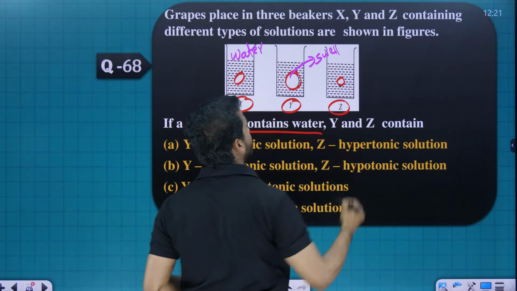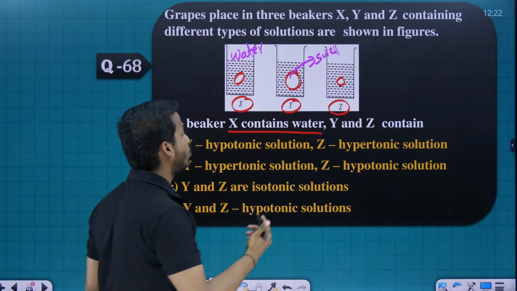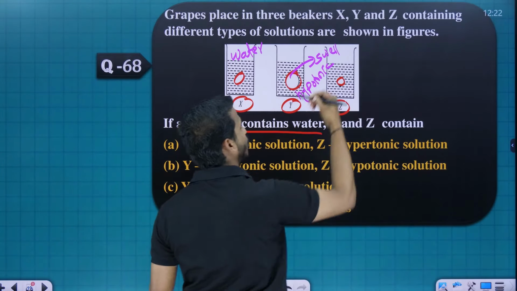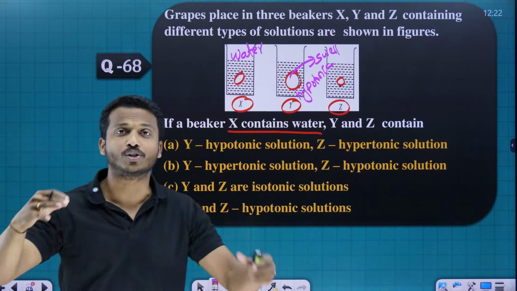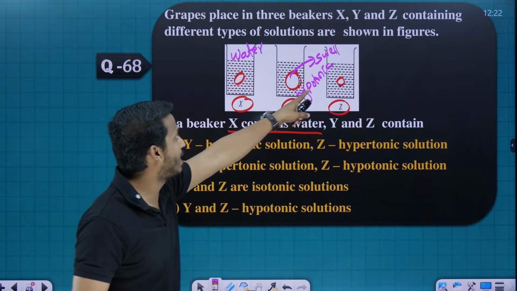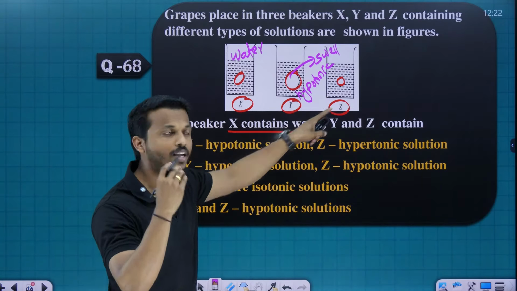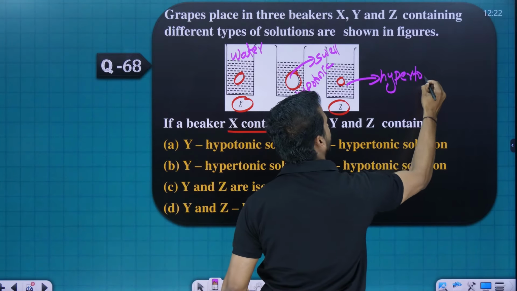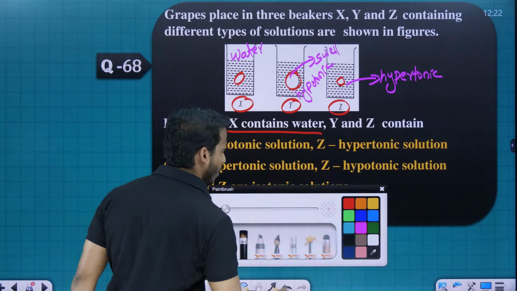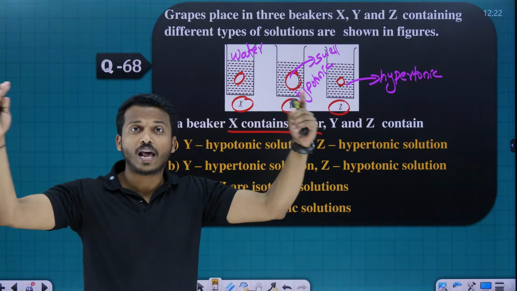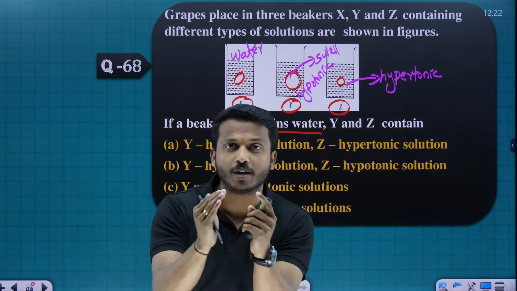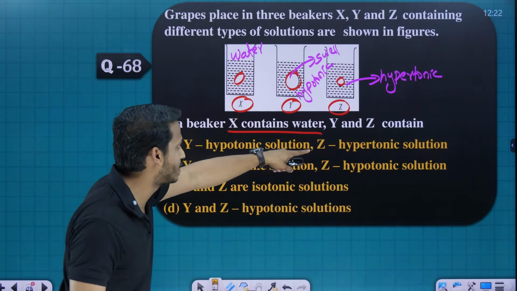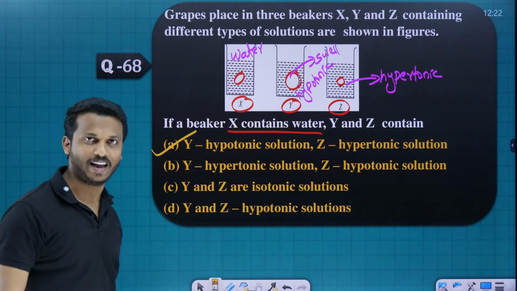If the grape swells, what should the solution be? It should be a hypotonic solution, because in a hypotonic solution particles swell, whereas here it is shrinking. Shrinking happens in which one? Hypertonic solution, dear. Remember, if a particle swells it is hypotonic, if it shrinks it is hypertonic. So Y is hypotonic and Z is hypertonic. Let's go with option A.